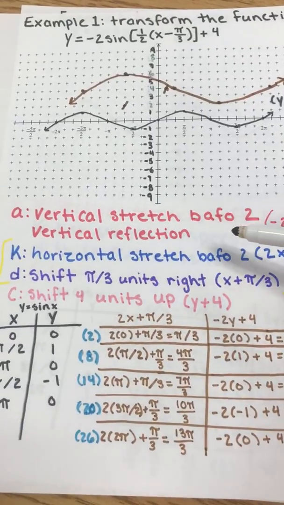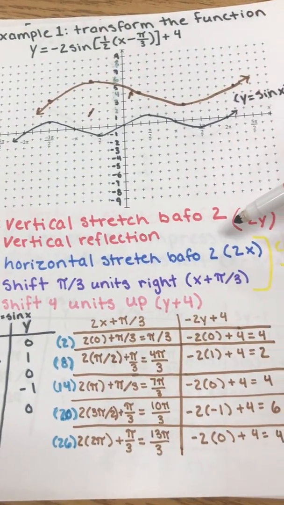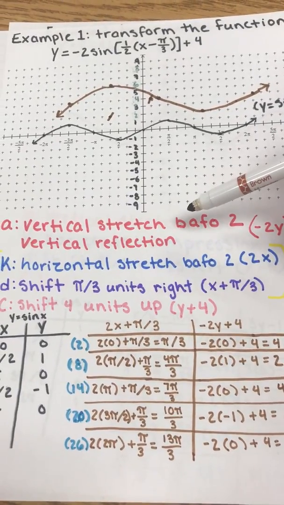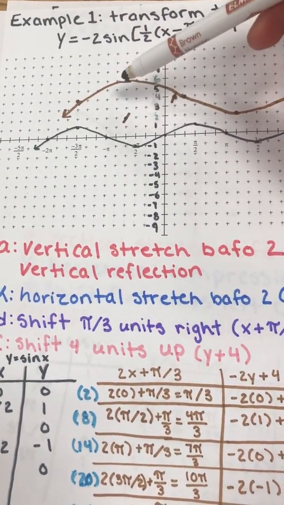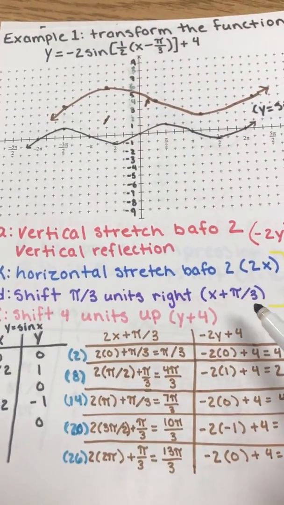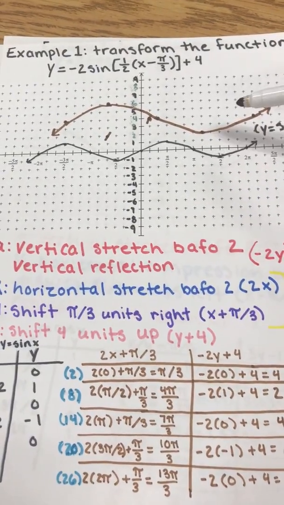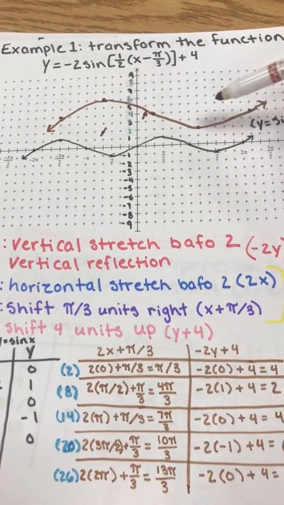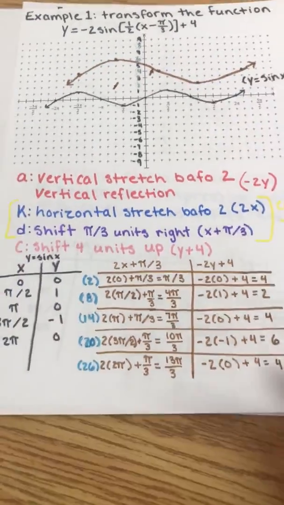It's obviously been stretched because it's bigger than this one. There's a horizontal stretch, and then there's a vertical stretch. You can see that there's a stretch because there's a farther distance between the maximum and the minimum. It's shifted to the right, as you can see, and it's also reflected. And then it's 4 units up from where it was before.